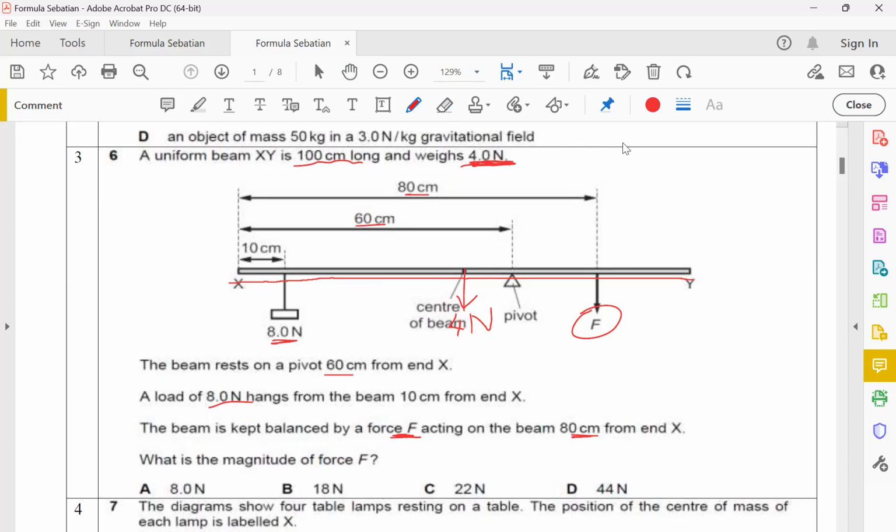How many anti-clockwise and how many clockwise here?